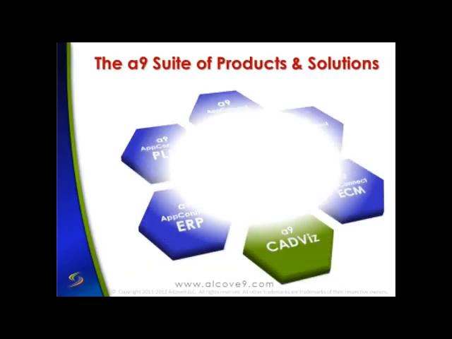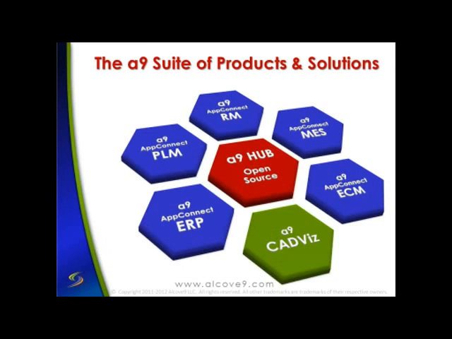The A9 suite of products and solutions, the way we architected that is the A9 Hub is the web interface that I showed you, is the foundation that does all the indexing and the interface. Everything that you see on the periphery is an add-on. So if you have some kind of proprietary system or a PLM system or requirement management that you want us to connect to in order to retrieve data and find data for that in one place, you start just adding on these connectors that allow you to connect to the different data sources.